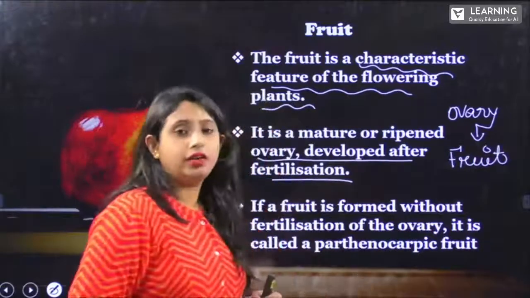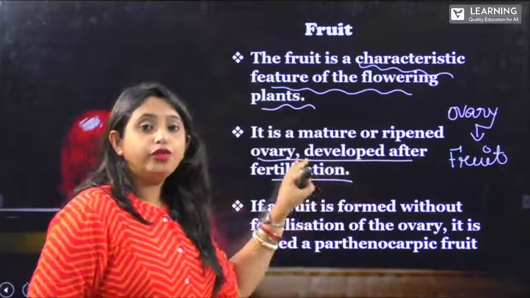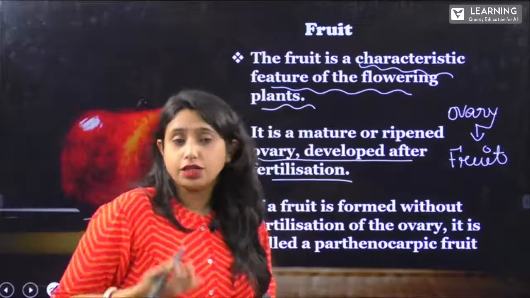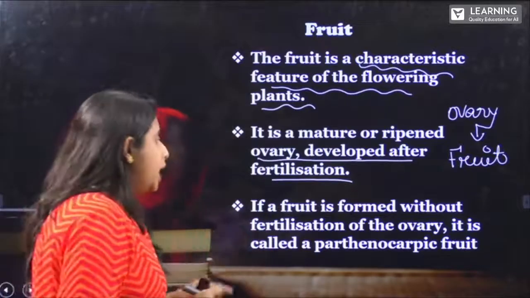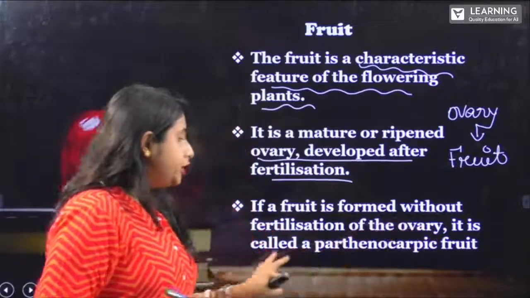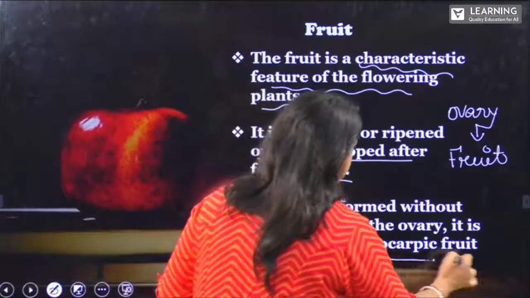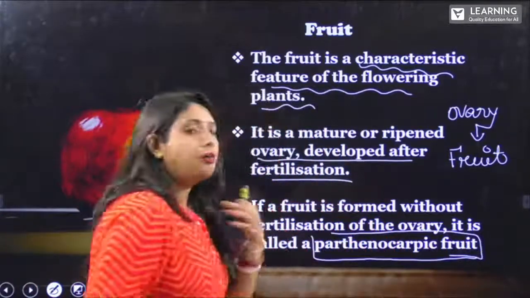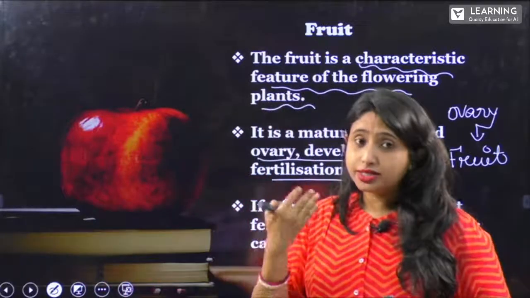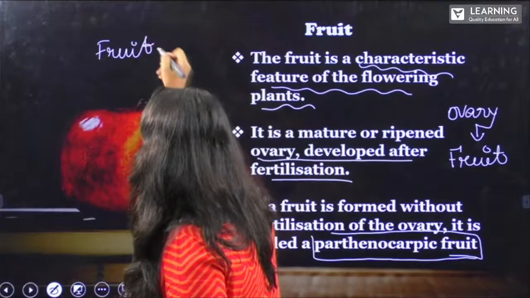As you know, the fruit develops from the ripened or matured ovary, and the seed develops from the ovule. So you can define fruit as a mature or ripened ovary which is developed after fertilization. And if a fruit is formed without fertilization of the ovary, we call it a parthenocarpic fruit. Before that, let me tell you that there are 2 types of fruit. Fruit is classified into true fruit and false fruit.